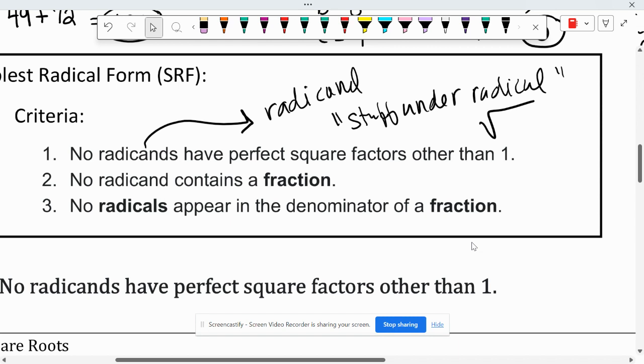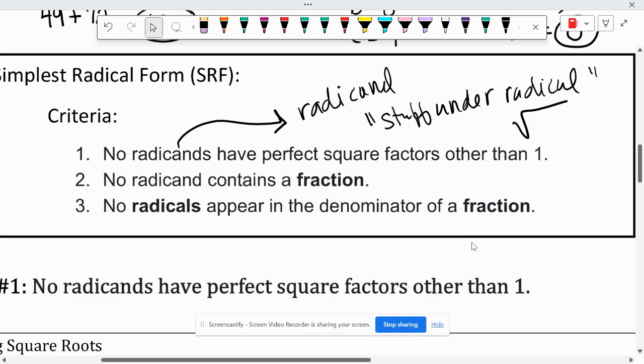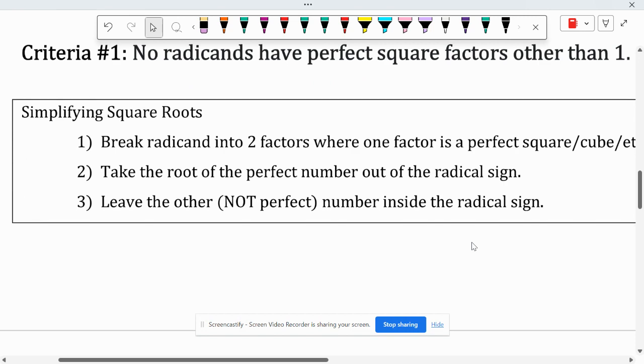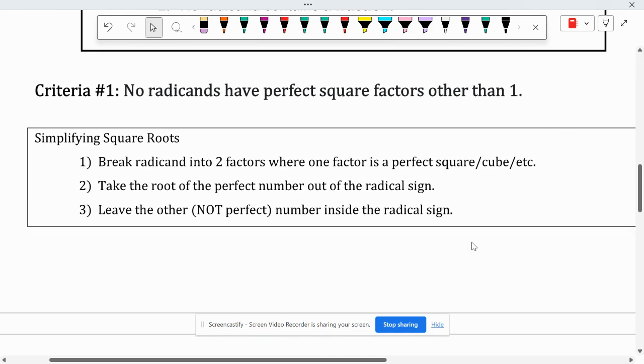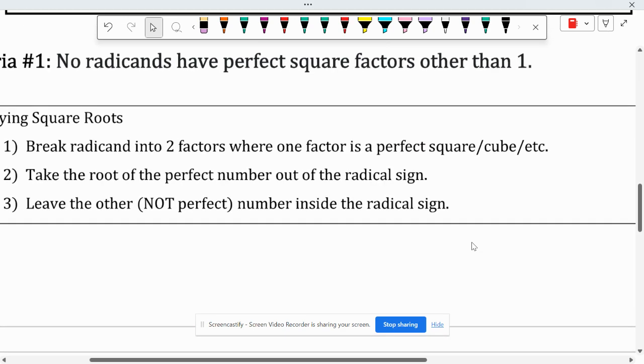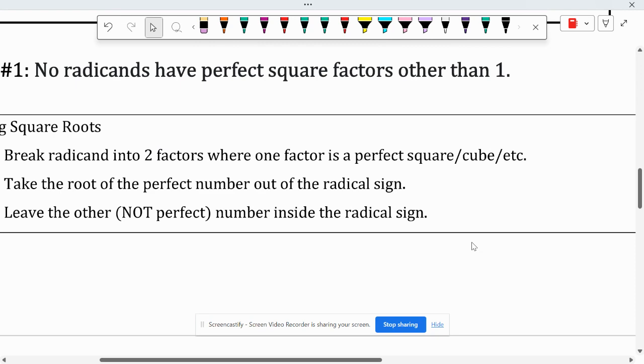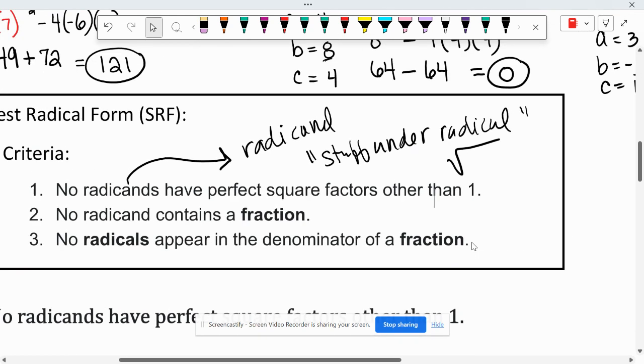I asked you guys to identify that whole diagonal in your times table. What did we say that diagonal represented? Yeah, perfect squares. So when simplifying square roots, you want to break it into two factors where one of them is a perfect square. You take the root of the perfect square out of the radical sign and you leave the not perfect square in the radical sign. Those are the steps. I think that we just need to practice.